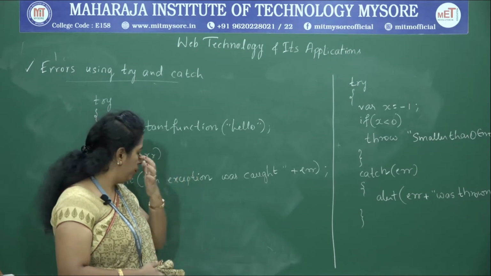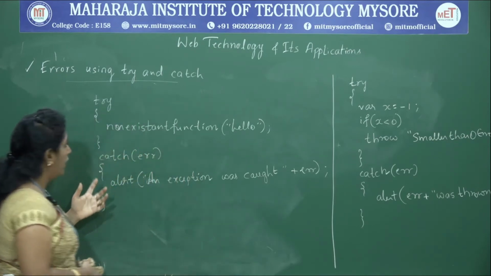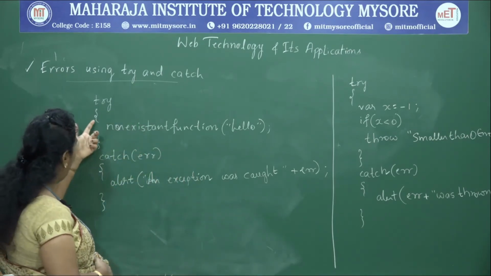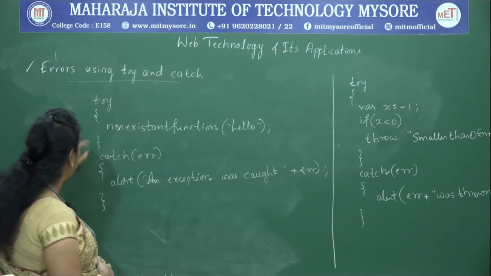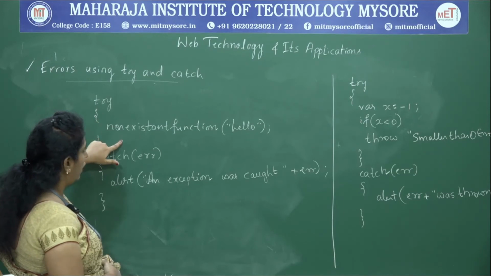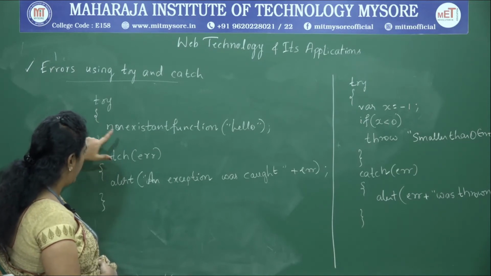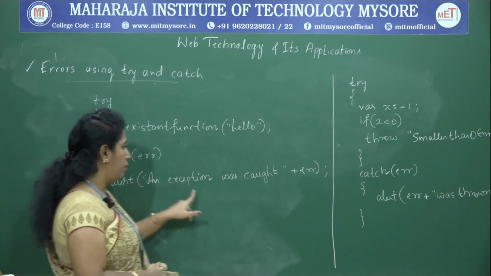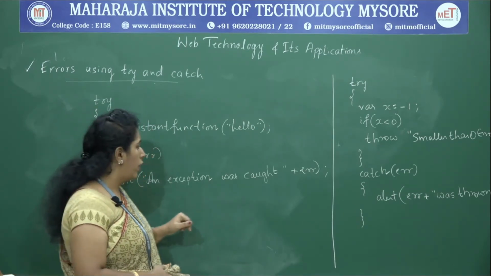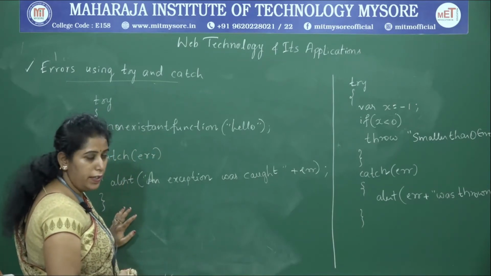Okay, so here is an example where we are illustrating how try and catch is going to handle the errors. Try, so it is going to try for this. If it faces an error, finally it goes to catch and it alerts an exception was caught. Okay, so this is one example.